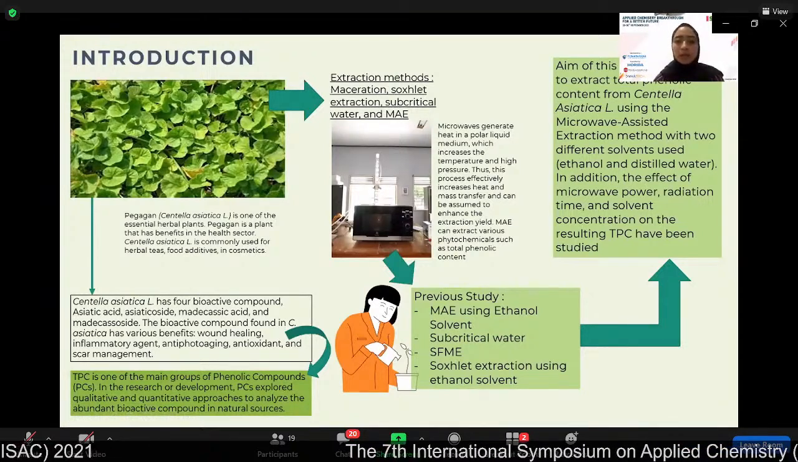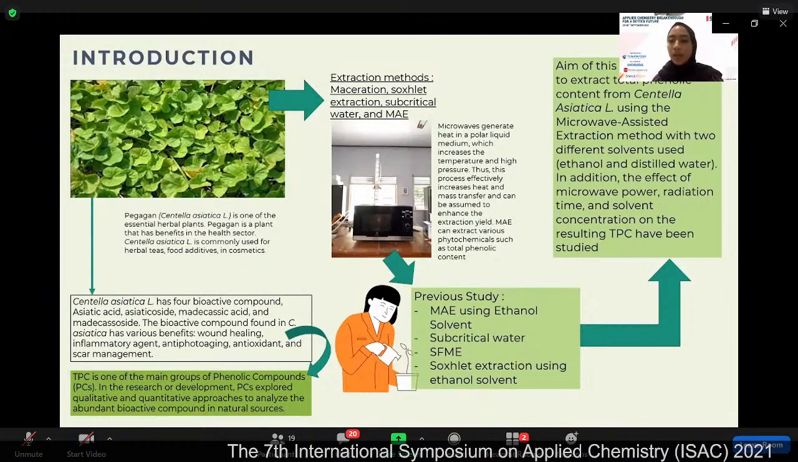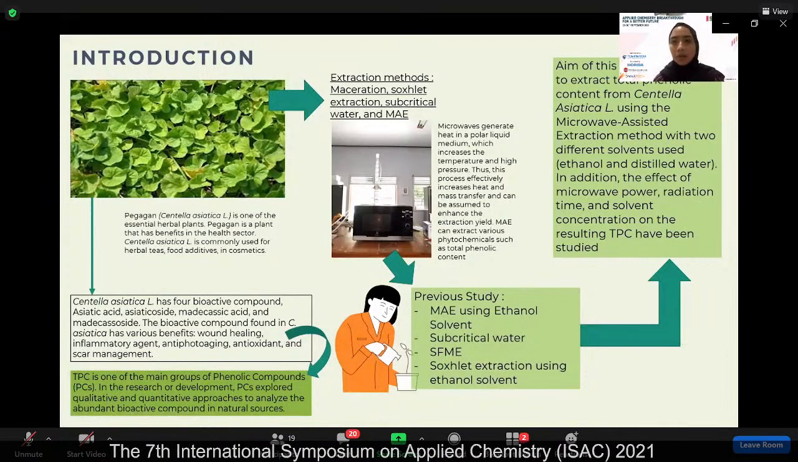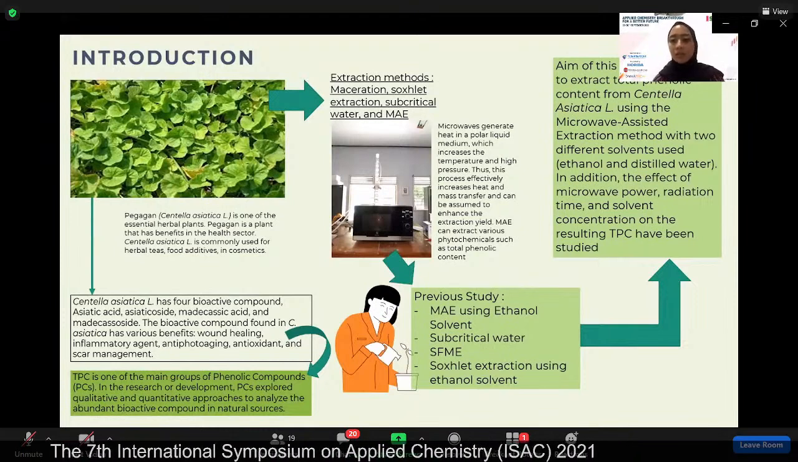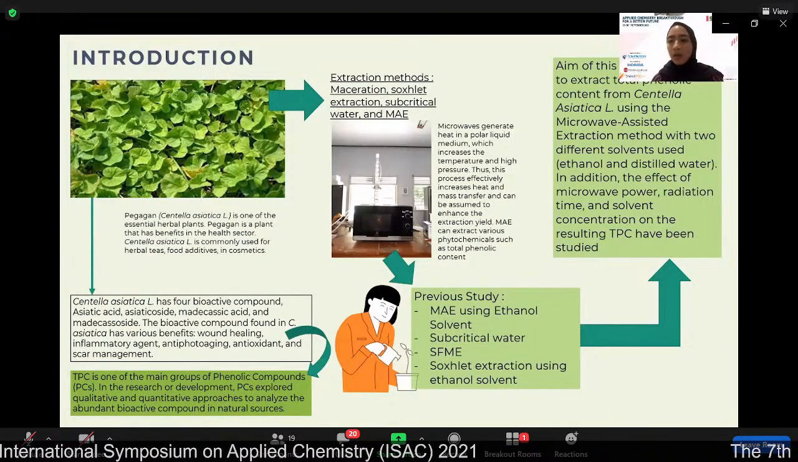From the previous study, to extract pegagan, researchers used MAE using ethanol solvent, subcritical water, solvent-free microwave extraction, and soxhlet extraction using ethanol solvent. But from the previous study, there is no comparison of the solvent usage. And the aim of this research is to extract the total phenolic content from Centella asiatica using microwave assisted extraction with 2 different solvents. They are ethanol and distilled water.